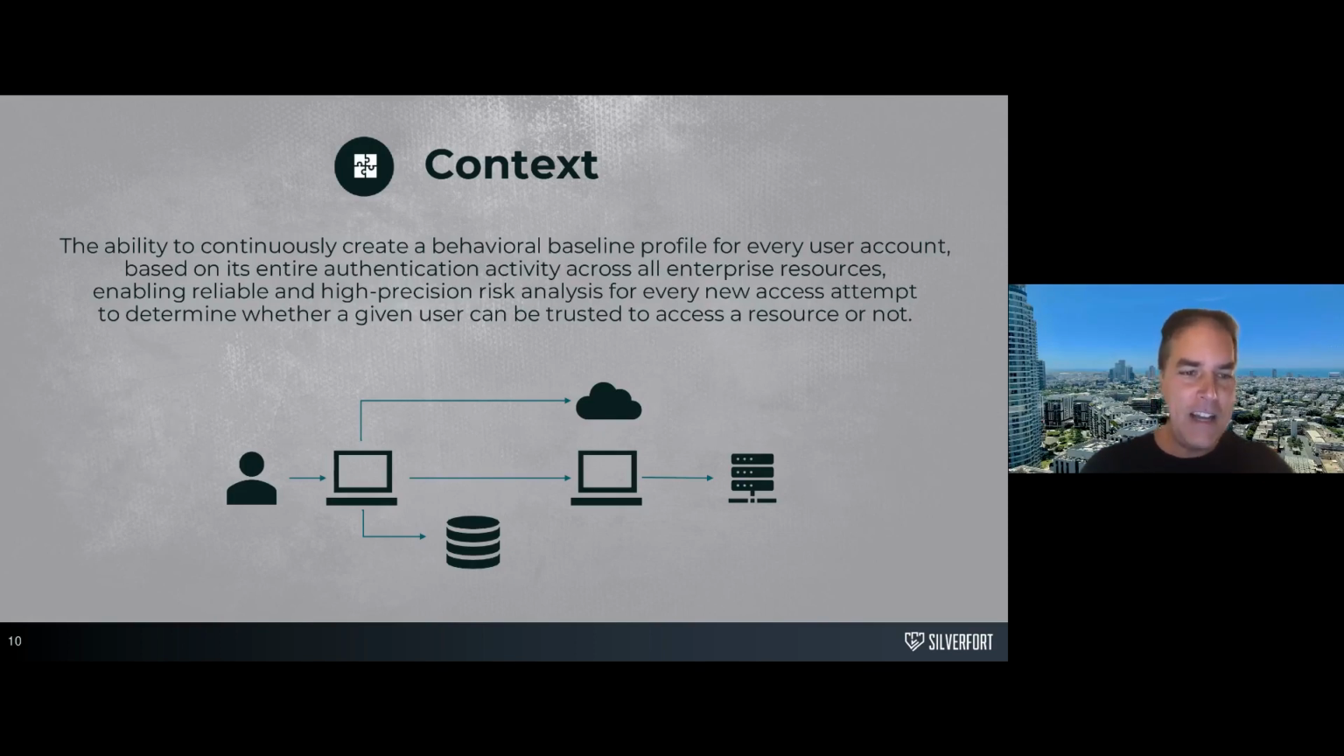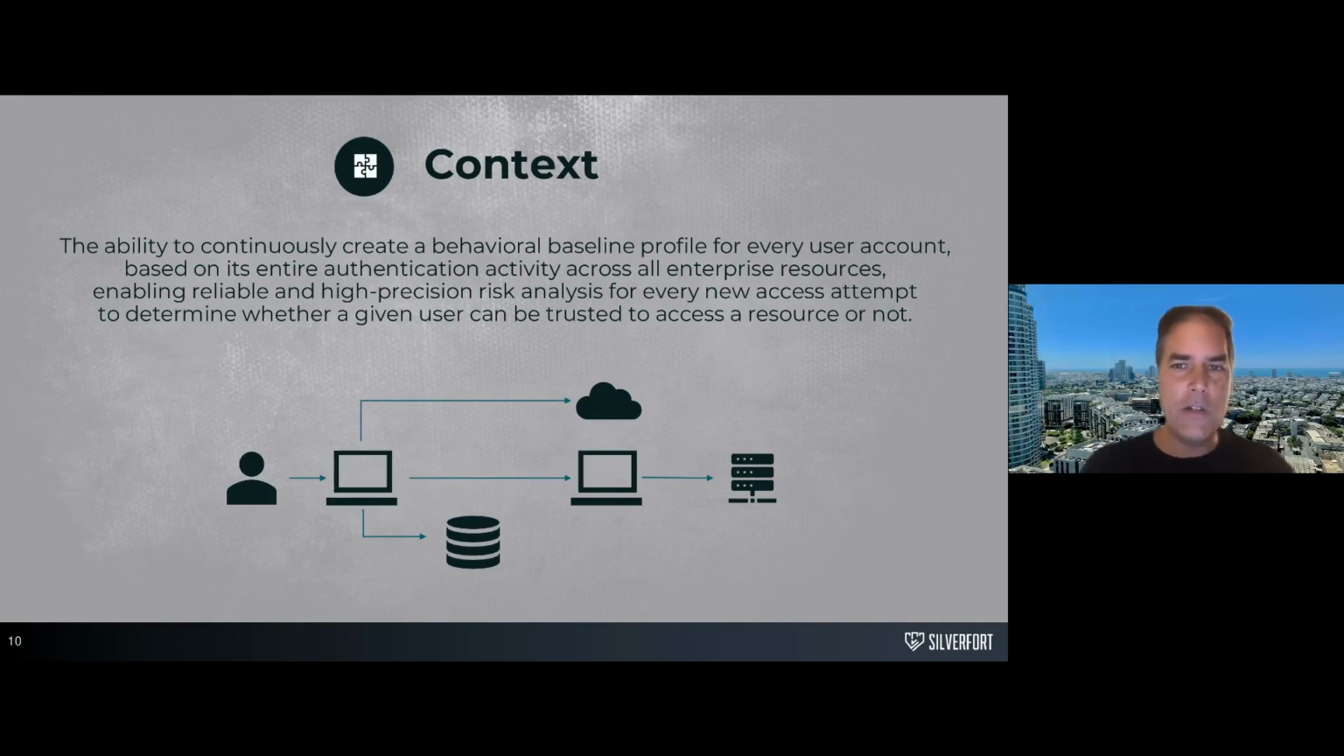Okay, back to context. Context is the ability to continuously create a behavioral baseline profile for every user account, right? Based on its entire authentication activity across all enterprise resources, enabling reliable and high precision risk analysis for every new authentication attempt to determine whether a given user can be trusted to access a resource or not, right? In other words, are you able to analyze the current behavior in the sense of whether it should be trusted or not based on previous behavior, okay?